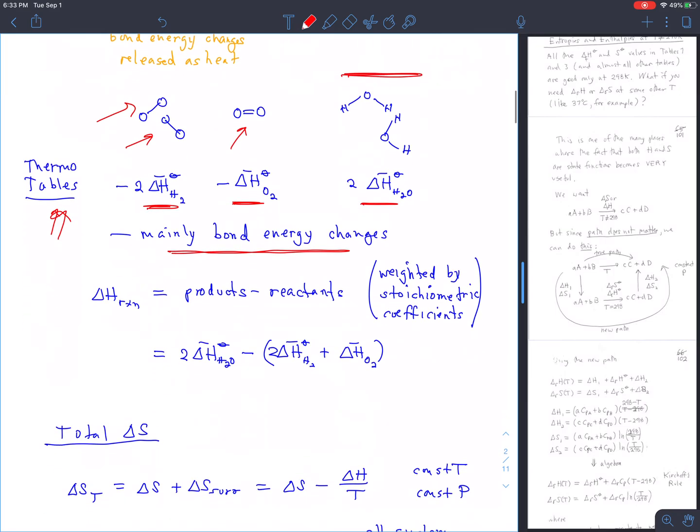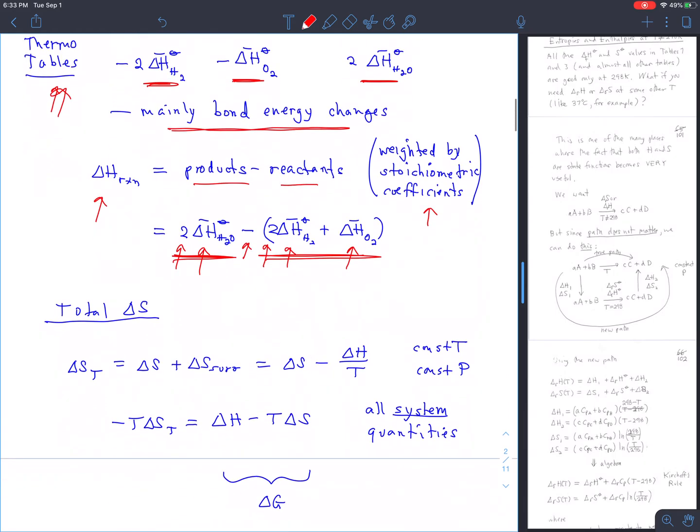But for the moment, the rule for calculating the overall delta H of reaction, you guys have probably seen this since freshman chemistry, probably several times since too, so this should all be familiar, is the number of waters times the delta H for waters, the number of hydrogens times the delta H for hydrogens, and then the delta H for oxygen with a minus sign for all the reactants, a plus sign for the products. So again, it's products minus reactants weighted by stoichiometric coefficients.